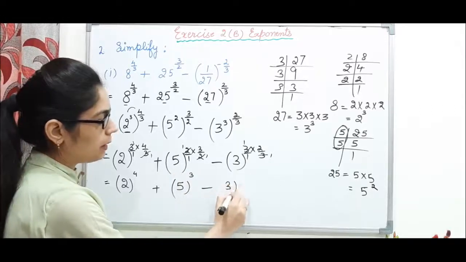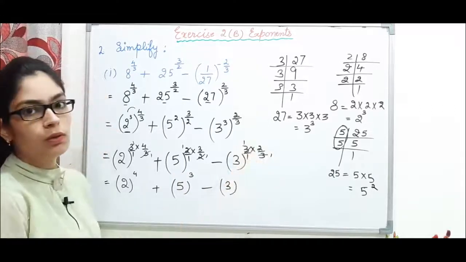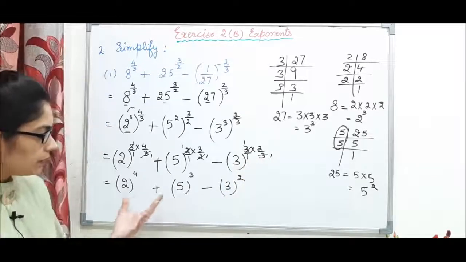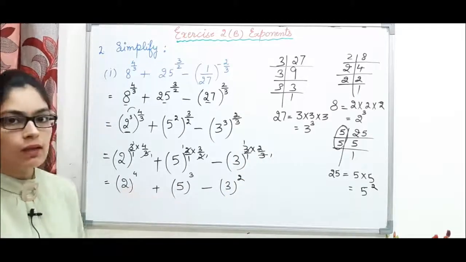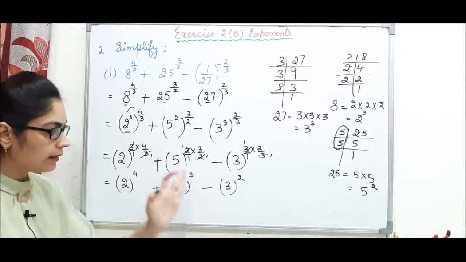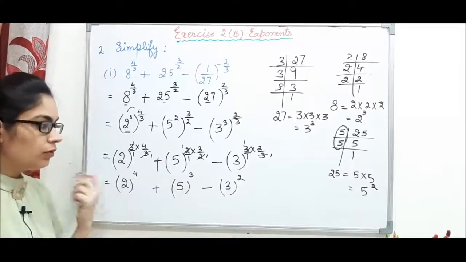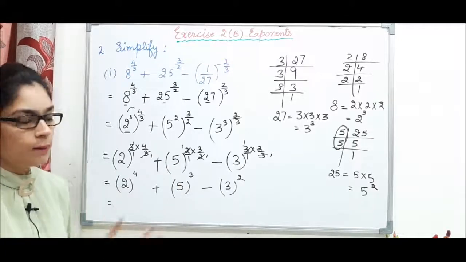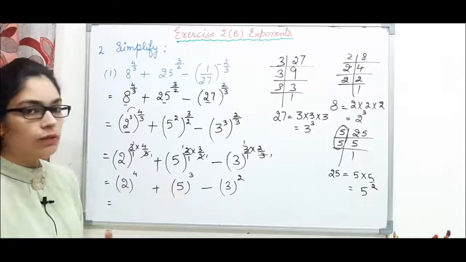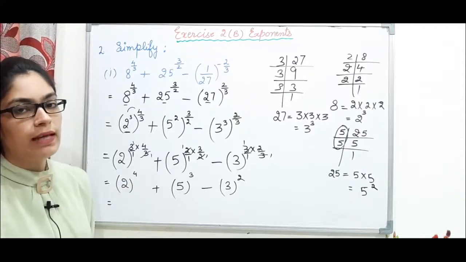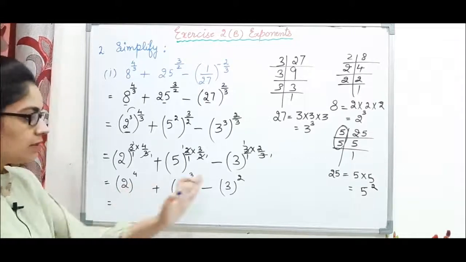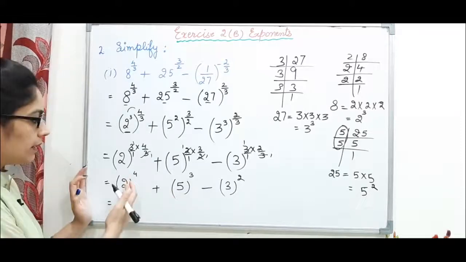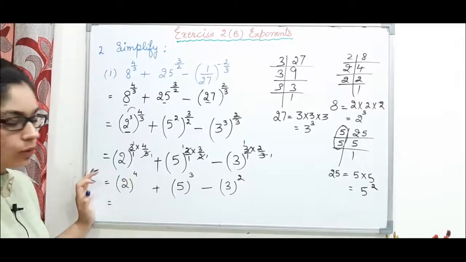So 3 to the power 1 is 3 into 1, 3, 2 into 1, 2, and 1 into 1, 1. Now we can see all the bases are different and here they are getting added and subtracted. So what we can do here, we can just expand them and solve, because now further calculation is not possible by following any rule, because the bases are only different and they are not getting multiplied or divided. So we can expand them and we can solve them.